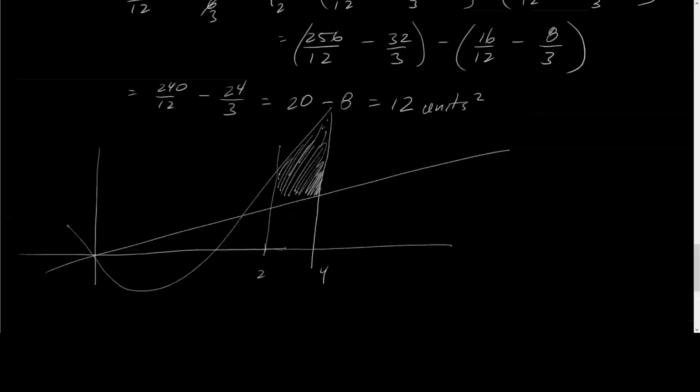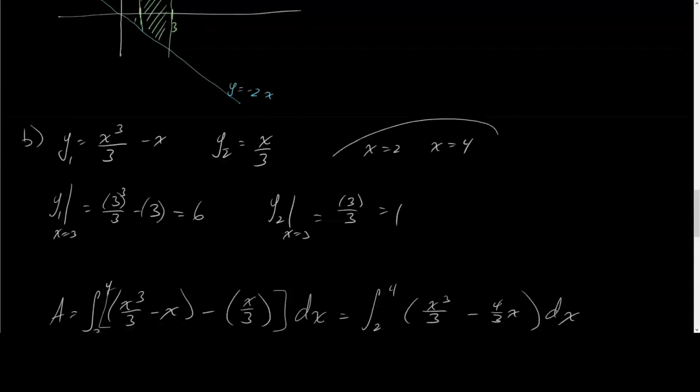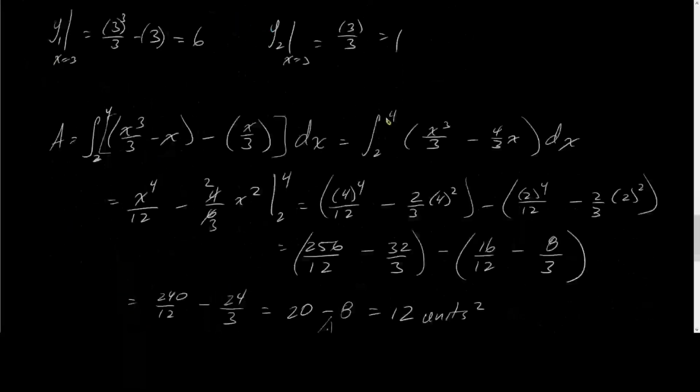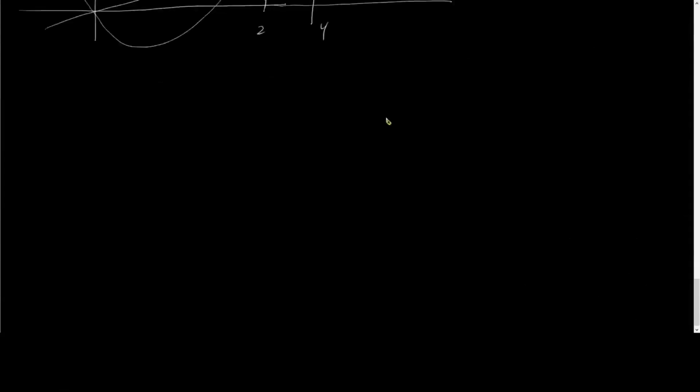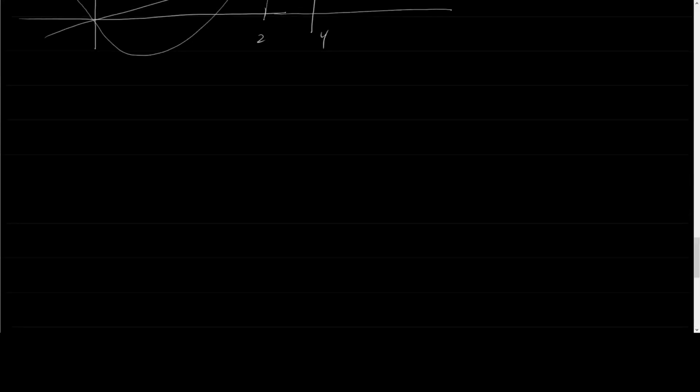All right. So in both of these examples, I told you where the x values were, right? I told you from 2 to 4, and similarly over here, I said from 1 to 3. But let's see what happens when I don't give you any bounds. What do we do there? So next one, example C.